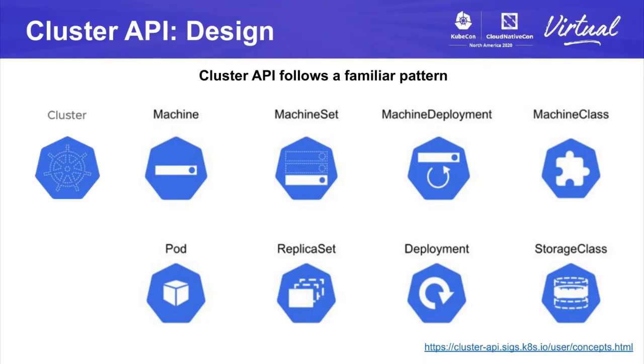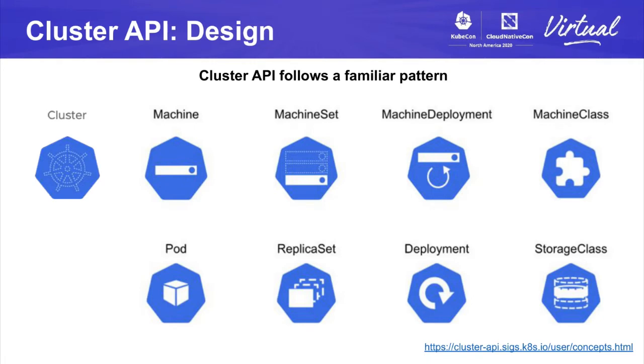It is able to create a new replica set and scale down the old one and scale up the new one. So we use exactly the same pattern in Cluster API. A machine, like a pod, is immutable. A machine has a number of replicas in a machine set, like a replica set. And a machine set is still immutable, but a machine deployment can create a new machine set, scale down the old machine set, and scale up the new one. A machine deployment is just like a deployment. And that's how we can achieve mutability at the machine deployment level.